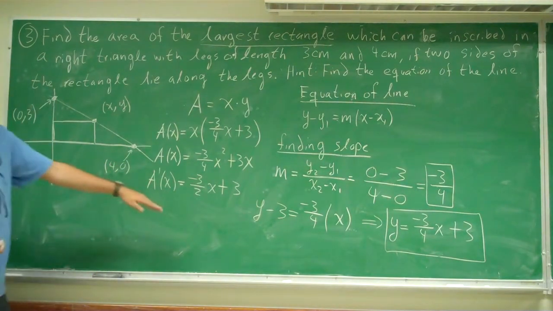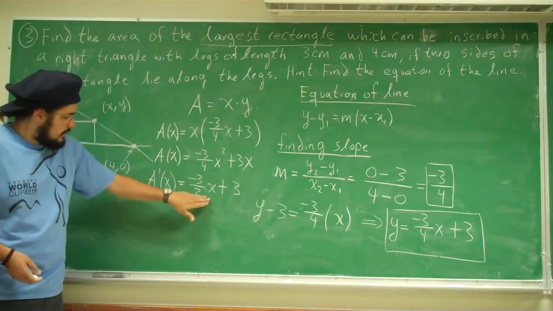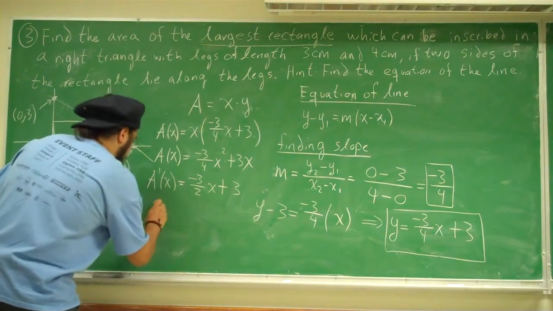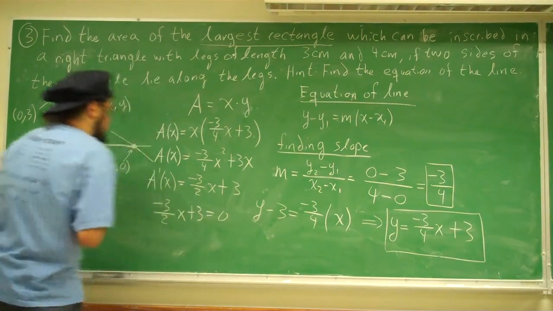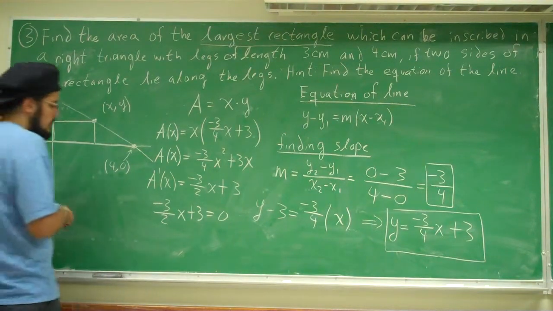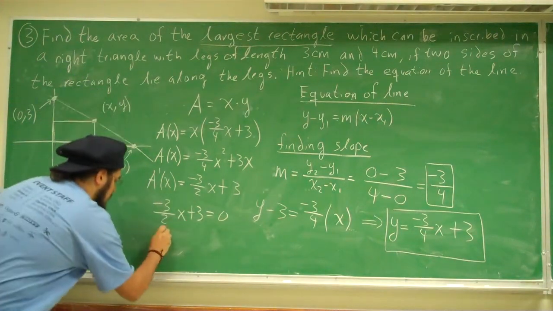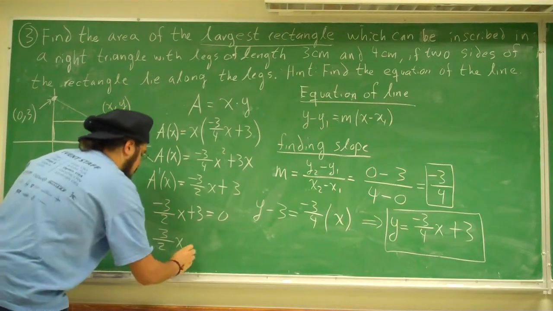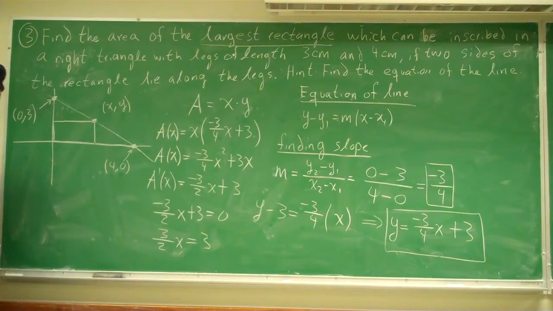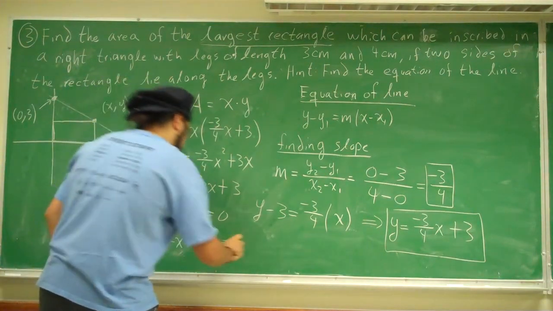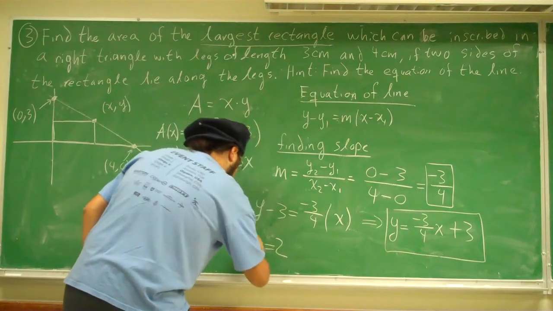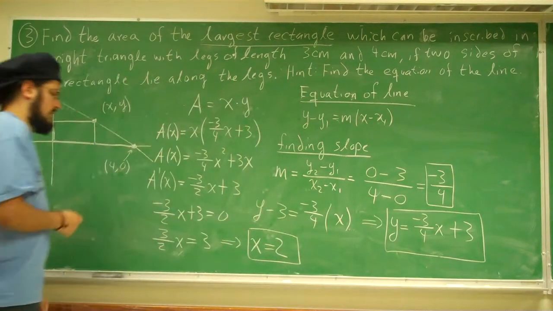Alright, so now we want to find our critical points. Let's set this equal to 0. So we have minus 3/2 x plus 3 equal to 0. Okay, I'm going to move this to the other side. So I'll get 3/2 x is equal to 3. Multiply both sides by 2, and I'll get 3x is equal to 6. Divide both sides by 3, and I'll get x is equal to 2. Okay, so we have x equal to 2.